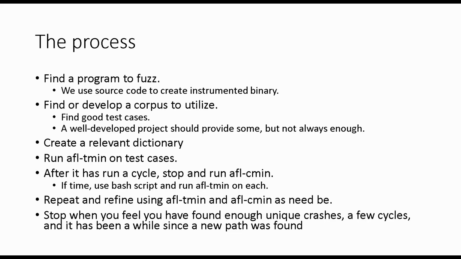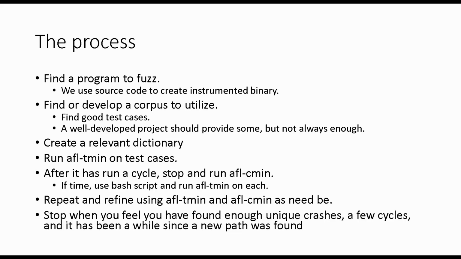So a few tricks that we can make use of. One of those is we can create a relevant dictionary. These are things that are going to be relevant to whatever it is that we're fuzzing. If it's a JPEG, specific things that are relevant. We can use AFL tmin on our test cases. That'll go through and minimize a test case.